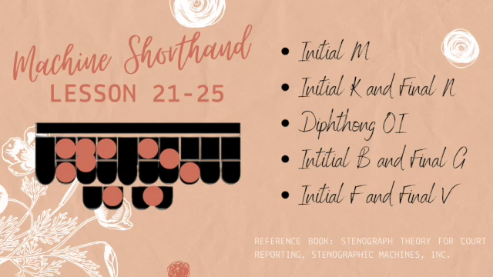So lessons 21 to 25, these are the following letters that we are going to learn. We have initial M, initial K, and final N, diphthong OI, initial B, and final G, initial F, and final V.